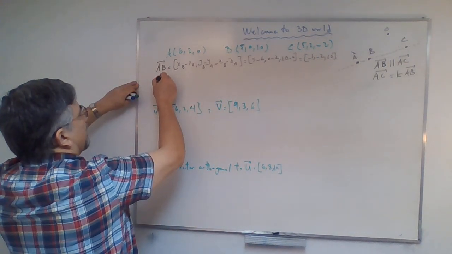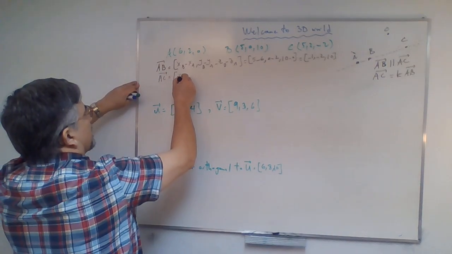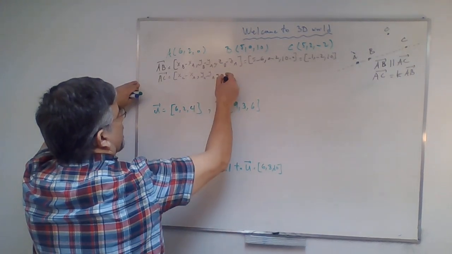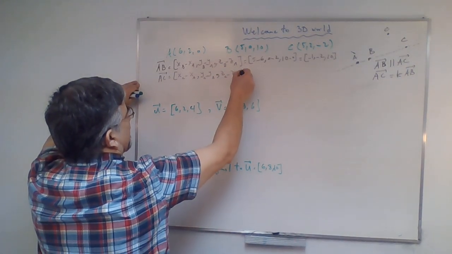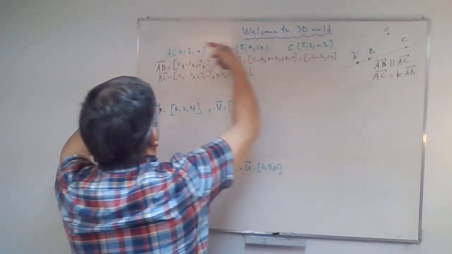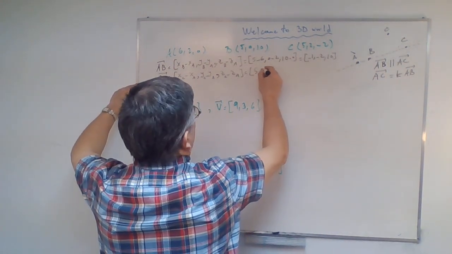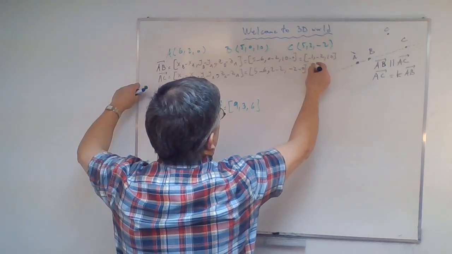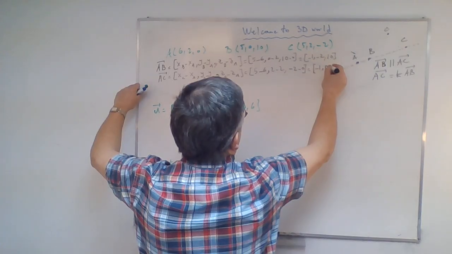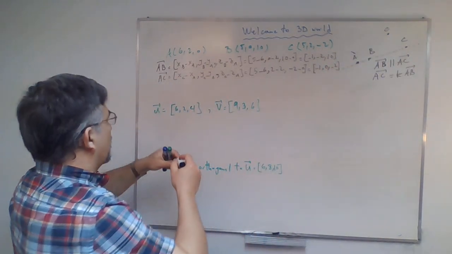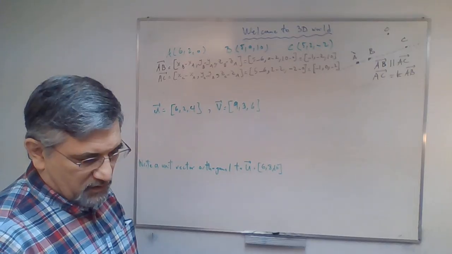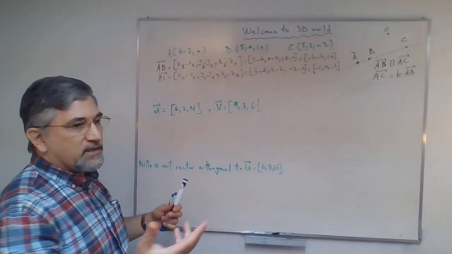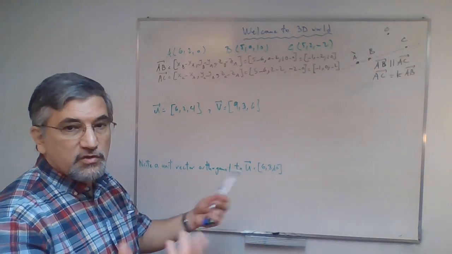And similarly, if you find vector AC, x of c minus x of a, I'm writing the formula. And it would be z of c minus z of a. So that's 5 minus 6, 2 minus 2, and negative 2 minus 0, which would be negative 1, 0, negative 2. Okay, so now we just have to check to see if these 2 vectors are multiples of one another or not.